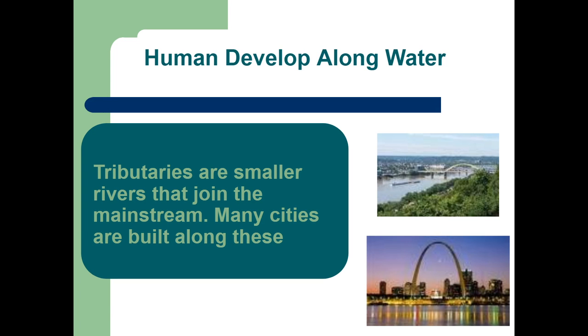Human development along water. Tributaries are smaller rivers that join the mainstream, and many cities are built along these. So again, St. Louis, you've got different locations. You've got Kansas City. All these areas are being built along rivers. It was a great form of transportation. It was much easier than going up and down hills, navigating through trees and brush and stuff like that.